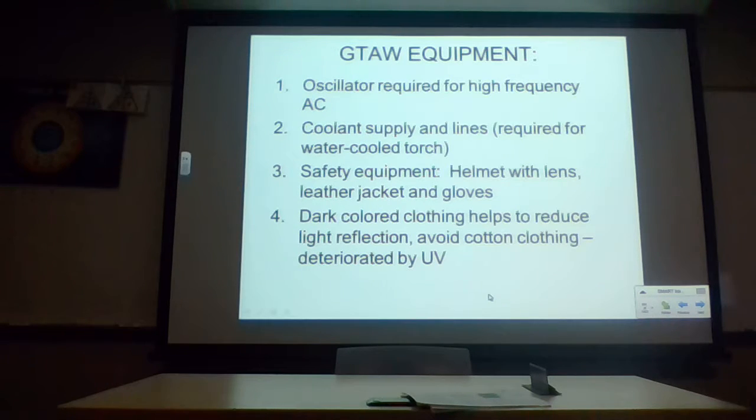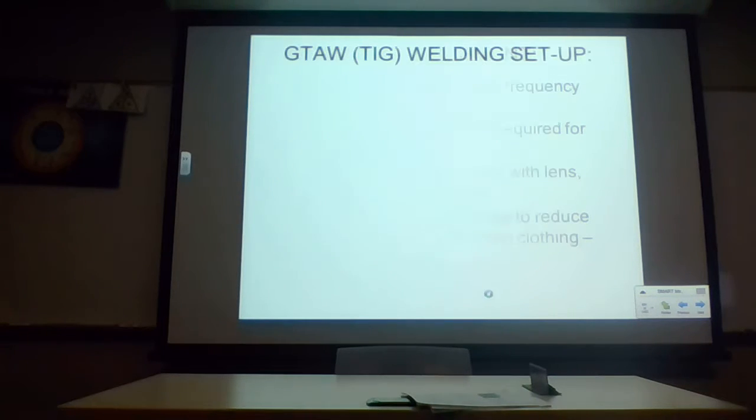Also, dark coloring clothing, if you're going to be TIG welding, is kind of a nice thing to have. It reduces light reflection. Cotton clothing is generally deteriorated by UV, and if I'm welding, again, what I would prefer to have on would be probably a welding jacket. Again, you'll see some people use a cotton type of coverall when they're welding, but the UV will break that cotton cover down pretty quick.